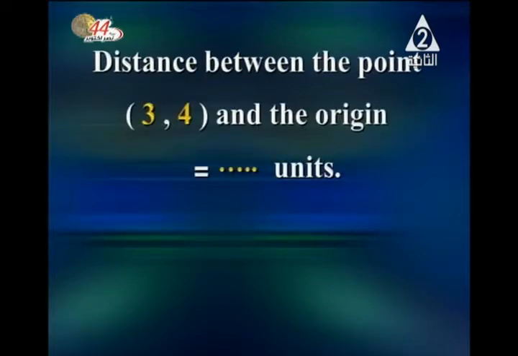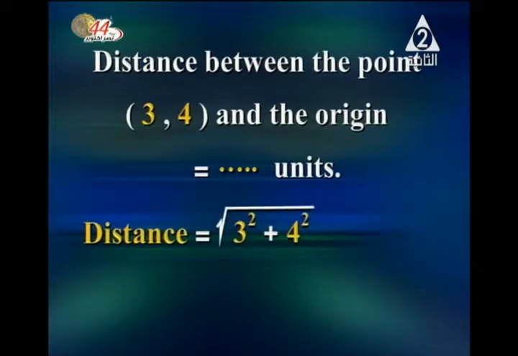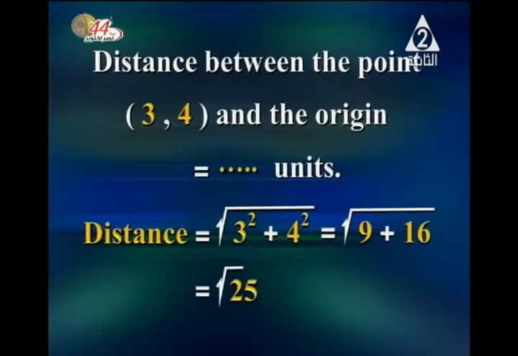The distance between the point (3, 4) and the origin equals how many units? You know that the rule to find the distance equals the square root of x1 squared plus y1 squared. What about x1? It is 3. So the square root of 3 squared plus y1, which is 4 squared, to obtain the square root of 9 plus 16. And this will lead us to the square root of 25. So the distance will be 5 units.